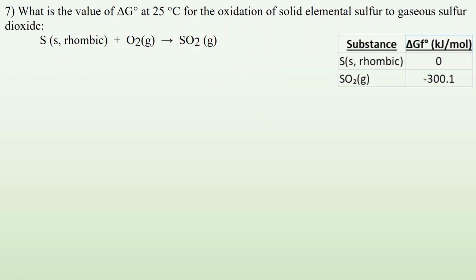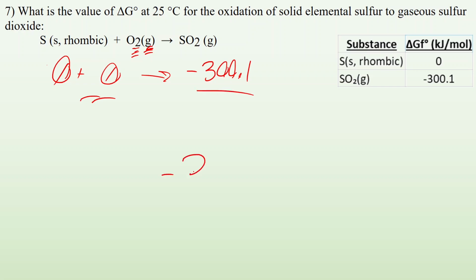All right, number 7, what is the value of delta G naught at 25 degrees Celsius for the oxidation of solid elemental sulfur to gaseous sulfur dioxide, given right here. So same kind of process. Sulfur, S rhombic, is 0, plus O2. They didn't even give me, but O2 gas. Why didn't they give it? Because it's an element in the correct state, so it's also 0. Give me SO2 gas, which is negative 300.1. So what is the delta G? Well, products minus reactants. You started at 0, you ended up at negative 300.1. So that is the delta G.